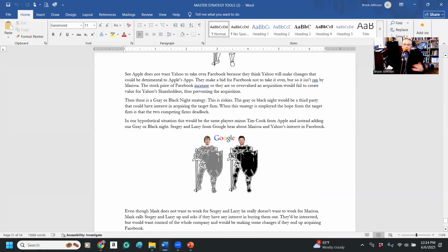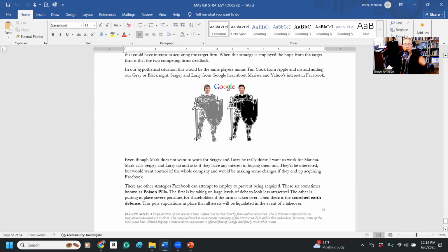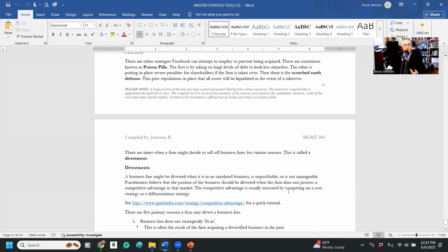Now, one of the reasons why he might do that is he can create a bidding war between Yahoo and Google, which causes the stock price of Facebook to go up to a point where the valuation is way too much and it's not worthwhile. Because the stock price is so high, adding up the acquired firm with the parent firm makes the valuation not make sense anymore. It's not financially doable or worthwhile. So then Yahoo can't sell the idea to their stockholders.